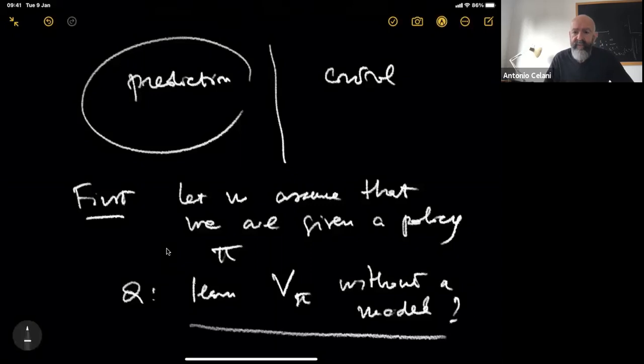Can we do that? It's clearly a scaled down version of the full problem, because we are not asking what is the best policy and what is the best value function. We're not looking for optimality yet. We're just looking for what does it mean to learn the value function of something without a model. Okay, so that's the plan that's ahead of us for the next 2 lectures, three lectures. Any question about the overall plan?